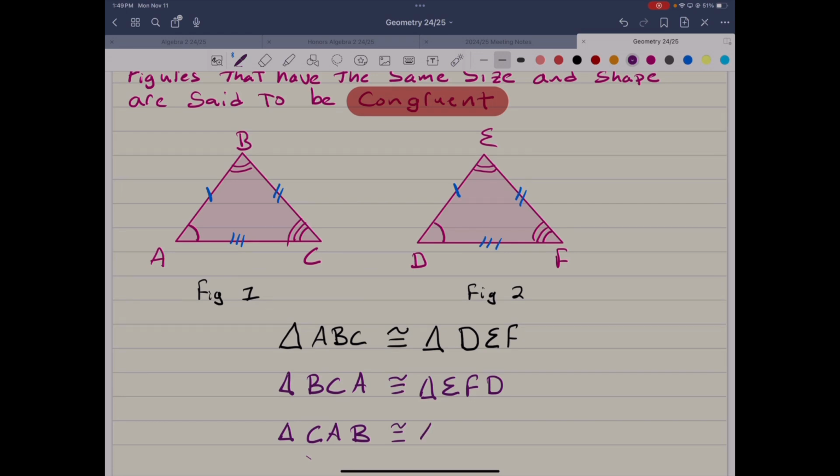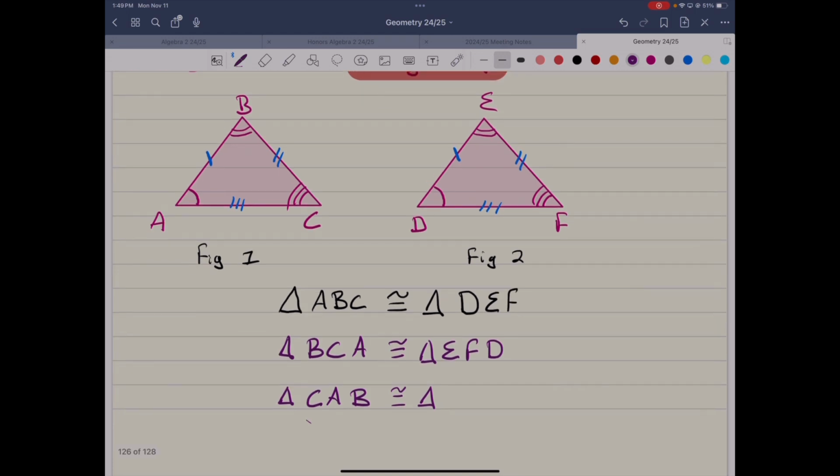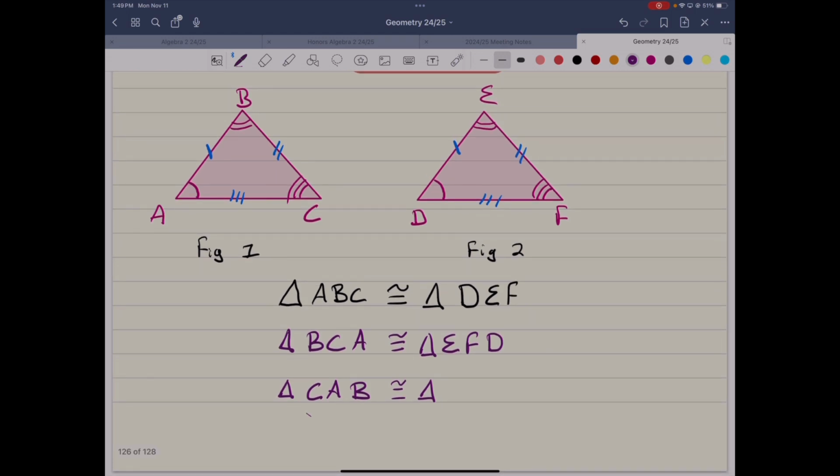So for you guys, if I put triangle CAB, go ahead and write down what that's going to be congruent to. CAB is congruent to, which one corresponds to C? F. Which one corresponds to A? D, and then E. So the first order doesn't matter, the second one does. So when you're doing most of your assessments on this, I'll give you this one because I want it in a specific order. Not all the time, but sometimes.